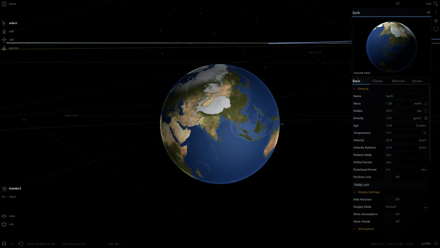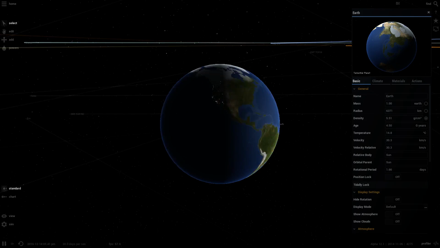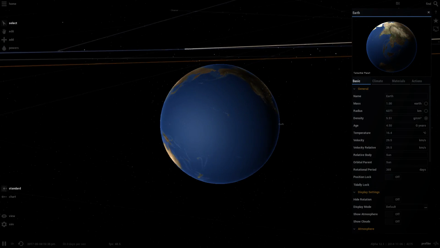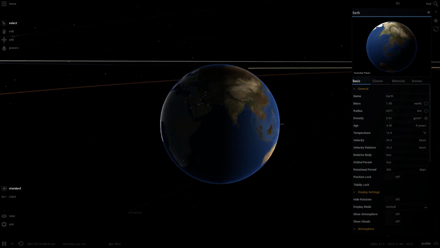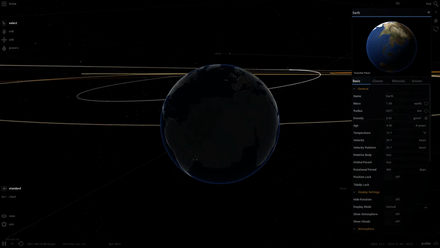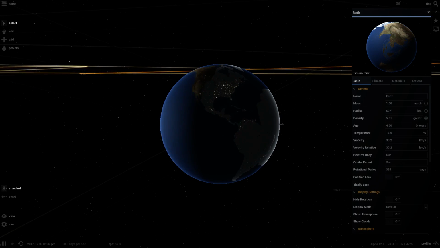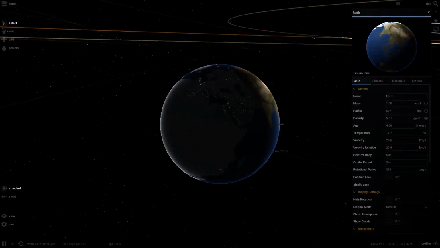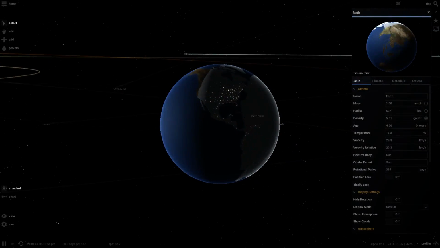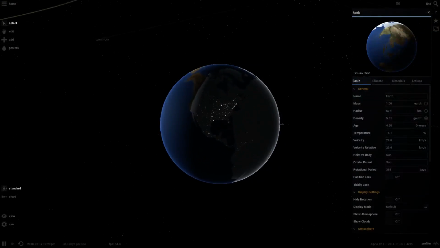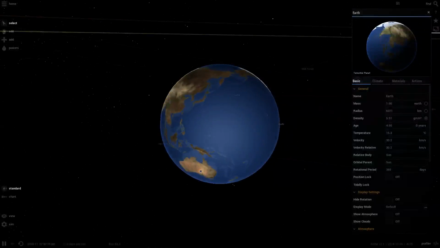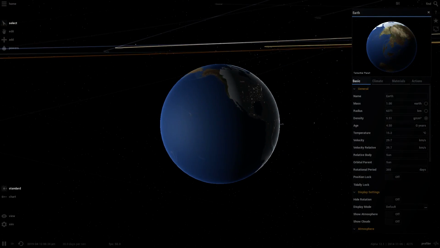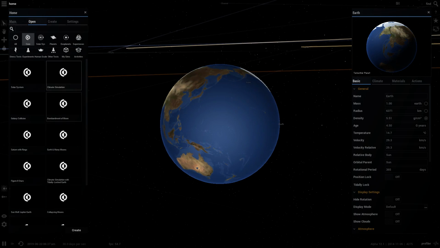I can tidally lock it. And now it's gonna be always facing the sun, I think. No, yep, it's always facing the sun in the same spot. So you can see how every year more and more ice just covers the earth on the area that never gets sun. That's a little 2012 for you. Simulated 2012, and it's way better than the movie.